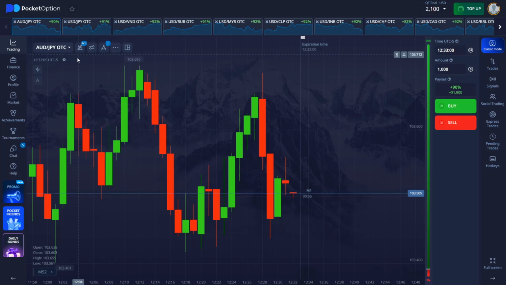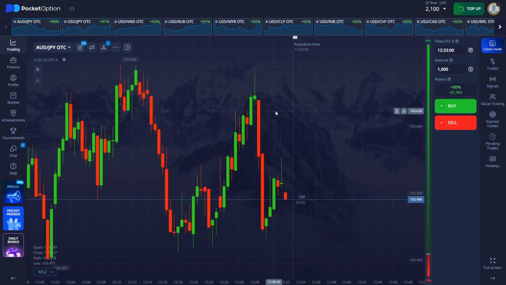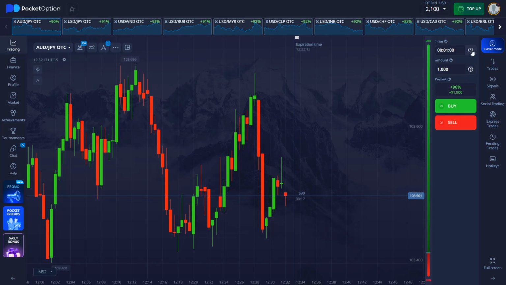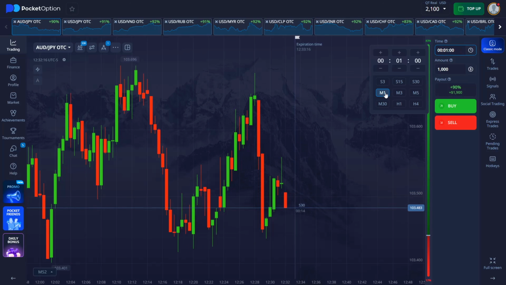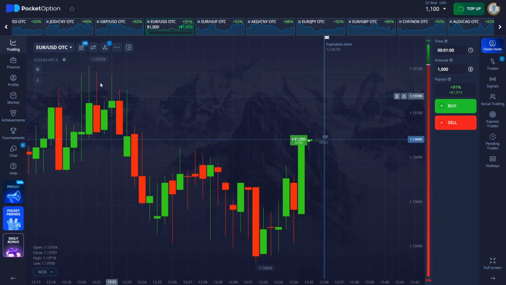Okay, so I'm going to set the candlestick time. I'm going to be using 30 seconds for this video. Then I'm going to switch this to regular timer and select 1 minute. Okay. Nice. I love this trade right here, guys.